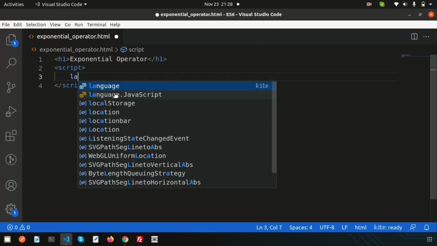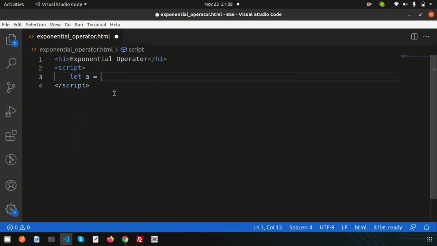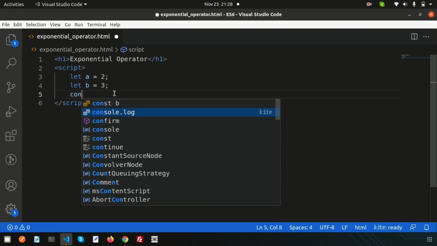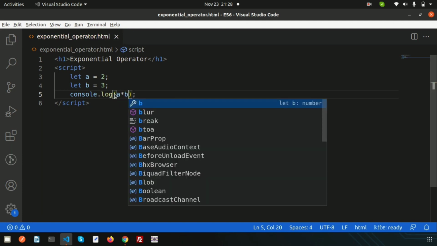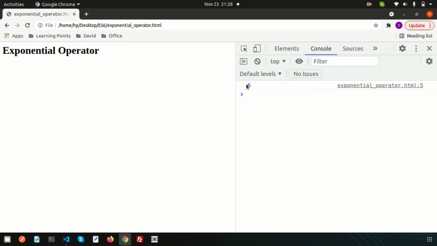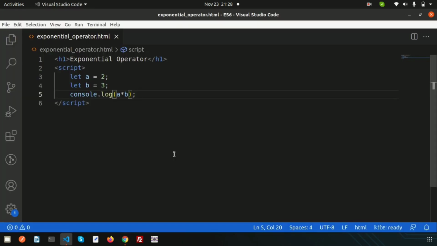So let's take two variables, suppose let a equal to 2 and let b equal to 3. If I just multiply these numbers, I simply write console.log and write a * b, right? Let's refresh this, and we are getting output 6. But this time I am going to show you the exponential, that means the power, right? So a ** b. This is the operator, the double star operator.